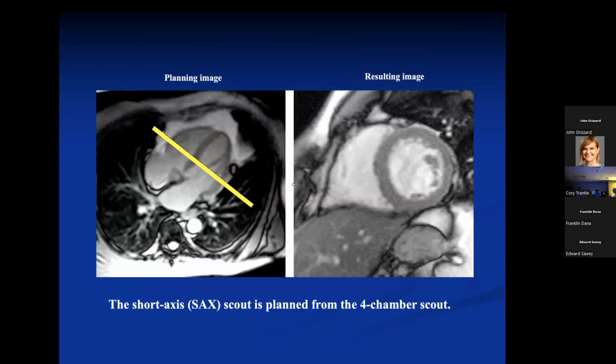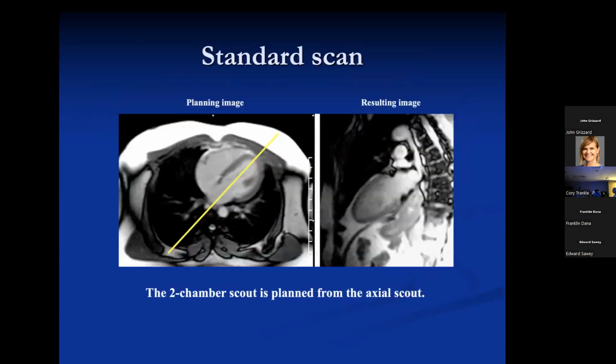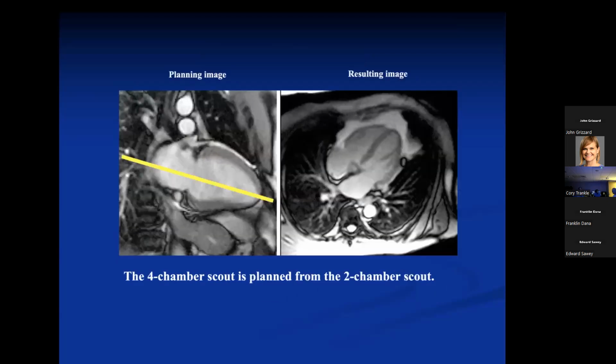Each time, for the technologists, I'll just mention this, each time that you're getting these acquisitions, you should right click, at least on the Siemens scanner, you right click and hit perpendicular so that you're actually getting orthogonal views. If you don't hit that, you can get a little bit off axis because you may not be perpendicular to the entire plane that you were in. So doing it that way, you get these short axis views.